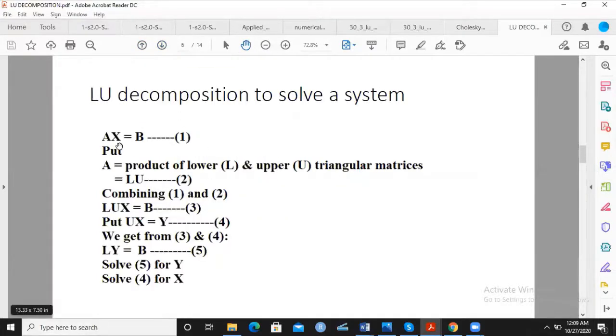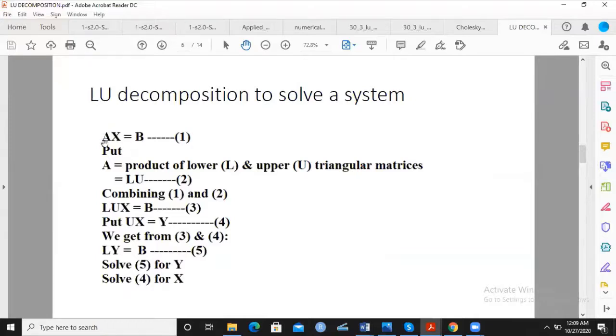So let us learn the algorithm. I have made some steps for the algorithm. Please read the steps carefully and then we will understand the steps with the help of an example. LU decomposition to solve a system. You have a system AX is equal to B, okay. A is a matrix with some numbers. X is a vector. Let's say A has the order 3 cross 3. X has the order 3 cross 1. And B has the order 3 cross 1.